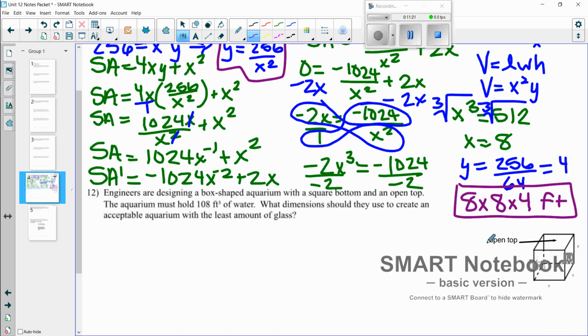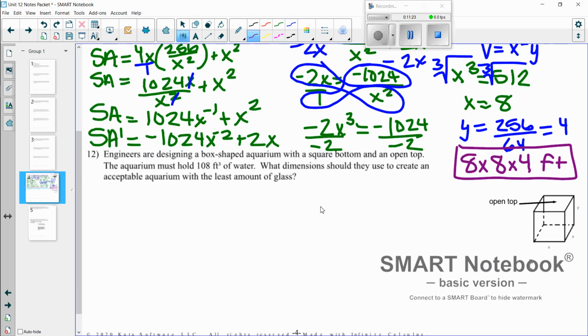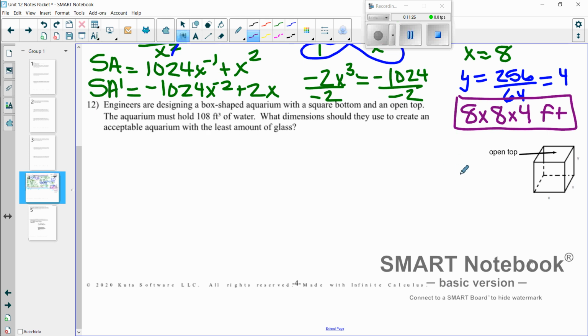Now, number 12, moving in, is super, super similar. It's the same exact thing. And we actually have the same picture here. I'm going to label it as x, x, y, okay? And then when going into finding our known equation, well, we're talking about 108 cubic feet of water this time. All right, and we're still minimizing, we're still finding the least amount of glass used for the surface area.